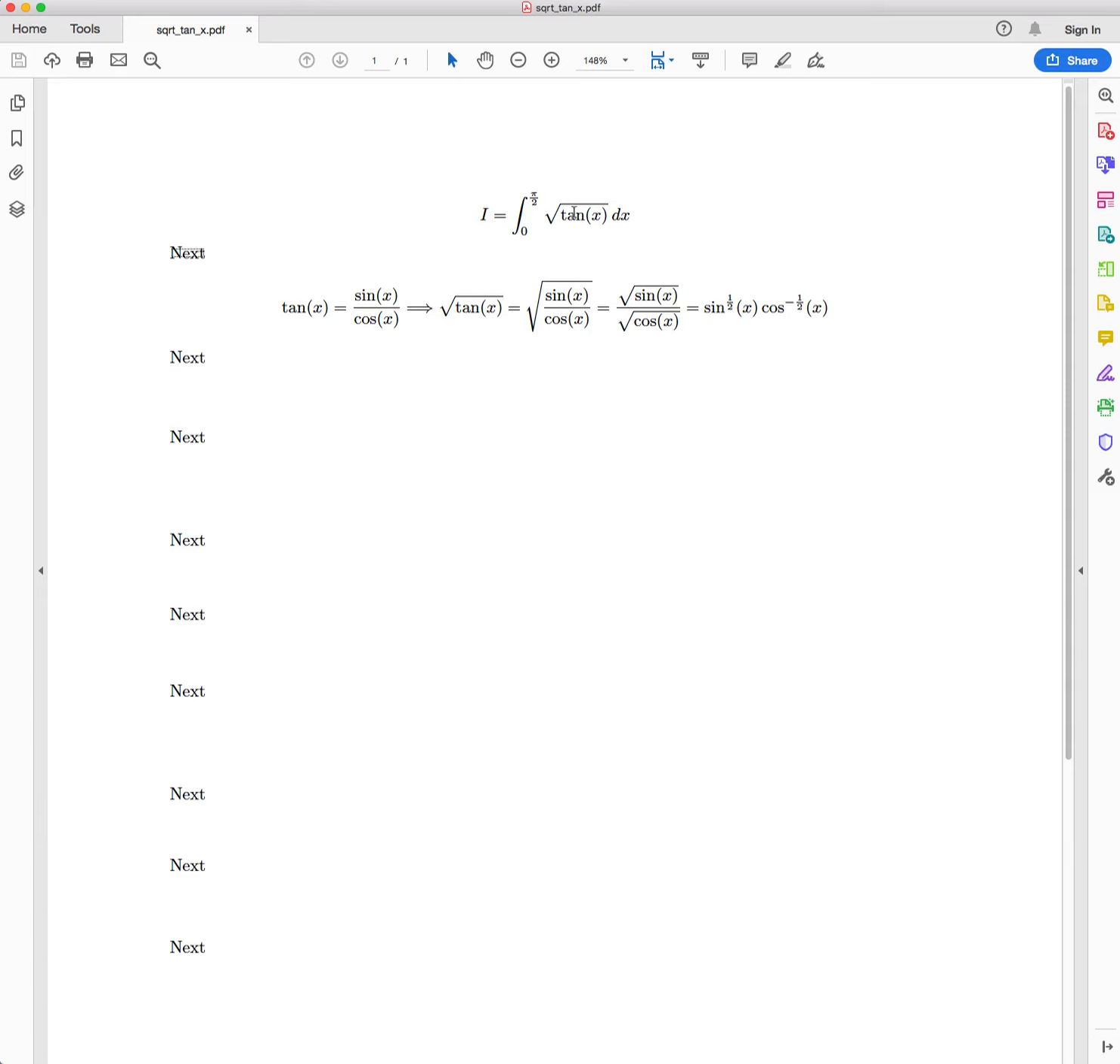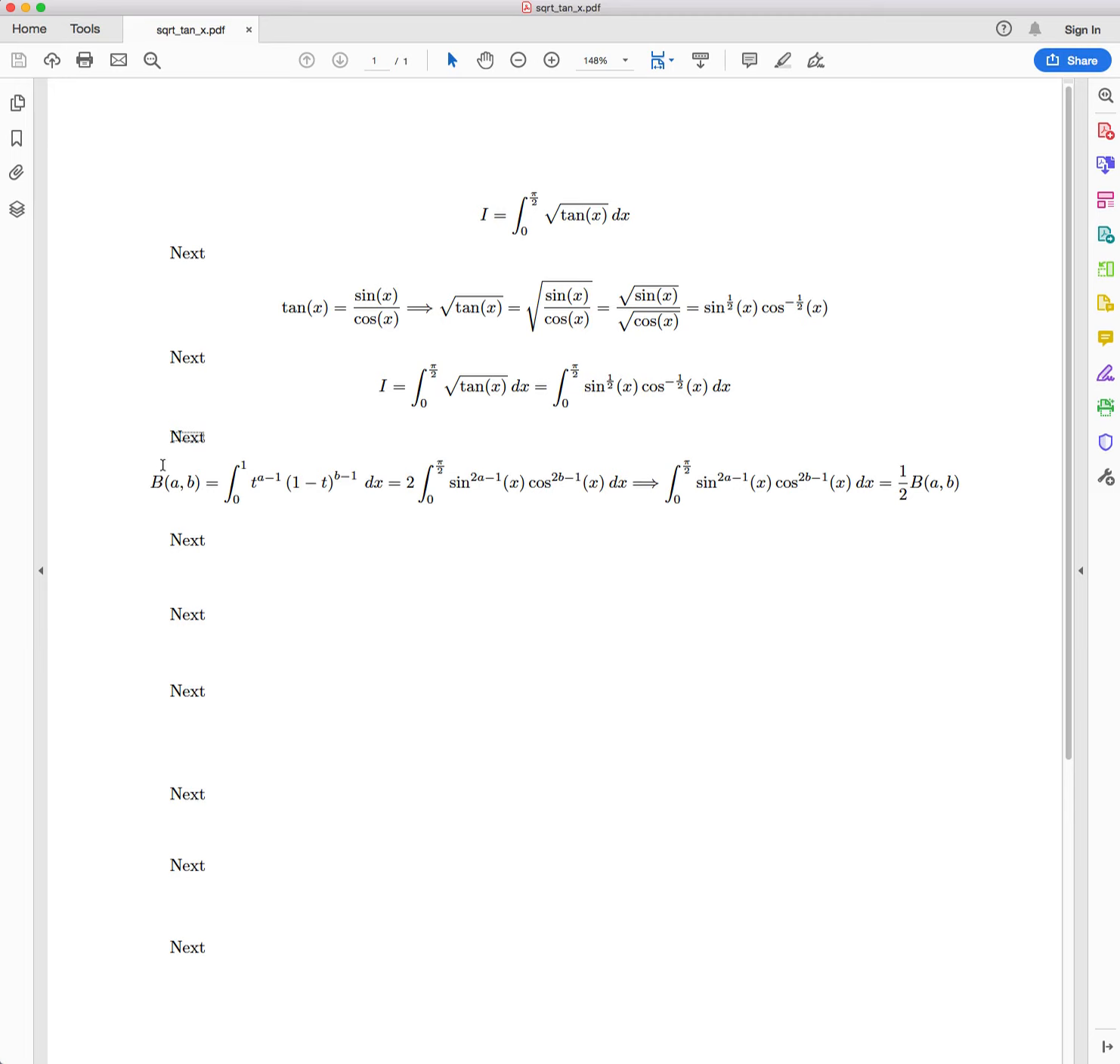So what we're going to do is plug that into this integral. We see the integral that we had, the integral from 0 to pi over 2 of the square root of tan x, becomes the integral from 0 to pi over 2 of sine to the 1/2 of x, cos to the negative 1/2 of x dx. Okay, so from here we're now going to go into the beta function.